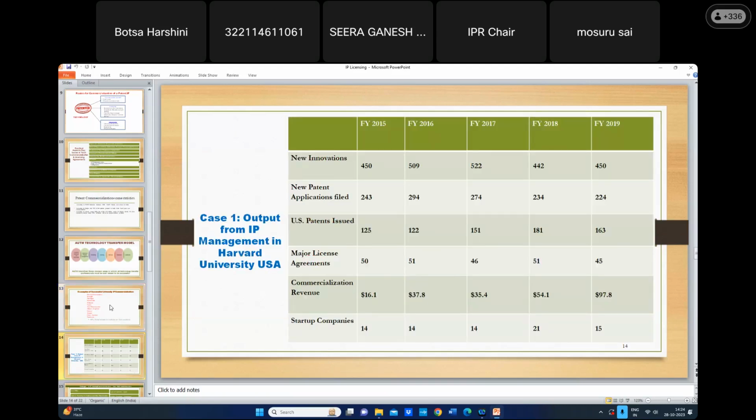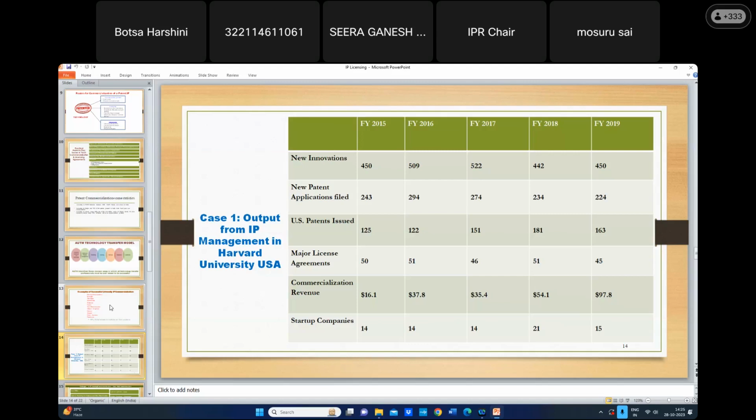So if you see the example of Harvard University, how the IP management takes place there. IP management starts with the first step, which is invention disclosures. On a yearly basis, the university Technology Transfer Office, the TTO, receives around 450 to 500 invention disclosures, saying that the faculty, the researchers, invented something new. If they inform the TTO office, that is what we call invention disclosures.